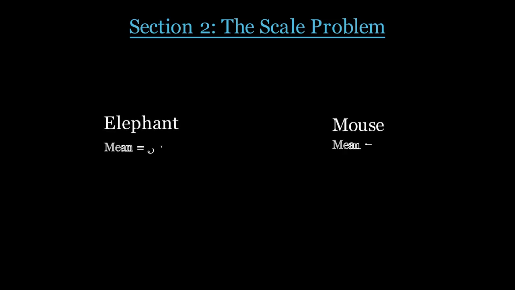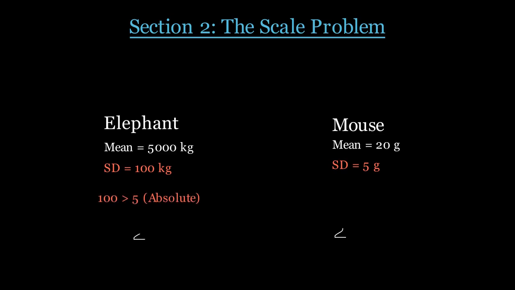Section 2. The scale problem. Let's look at a practical example. Suppose we compare the weight of an elephant and a mouse. An elephant might weigh 5,000 kilograms with a standard deviation of 100 kilograms. A mouse might weigh 20 grams with a standard deviation of 5 grams.